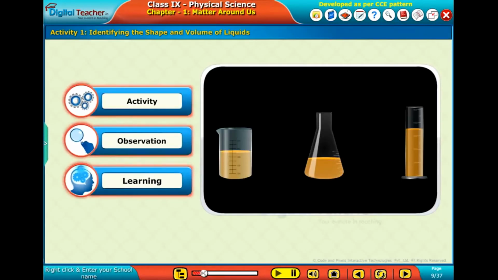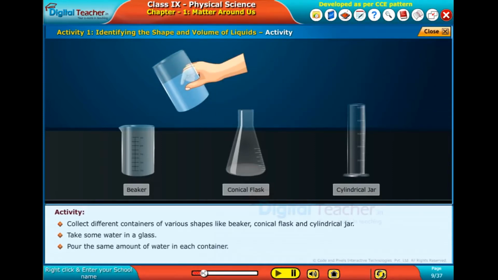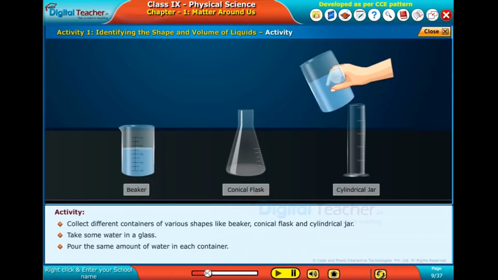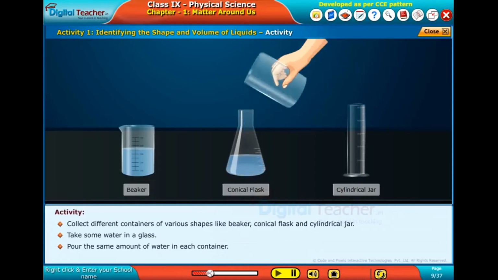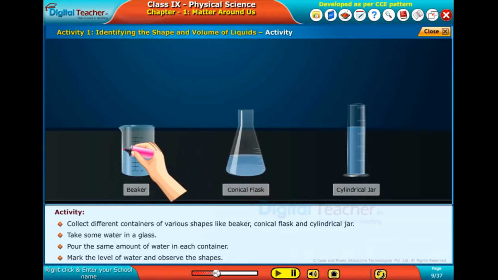Now, let us perform an activity to identify the shape and know the volume of liquids. Click each tab to know more. Collect different containers of various shapes like beaker, conical flask, and cylindrical jar. Take some water in a glass. Pour the same amount of water in each container. Mark the level of water and observe the shapes.